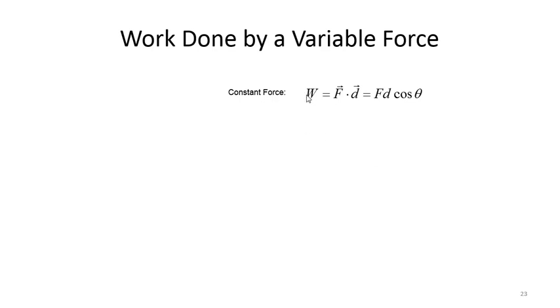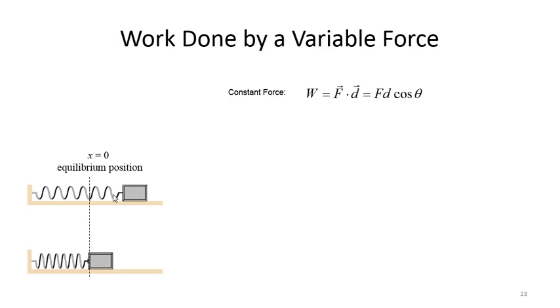So we have our formula that lets us calculate work for a force that remains constant. But let's consider what happens if our force does not remain constant. For example, let's say we have a mass attached to a spring. This position here is the equilibrium position. And I pull the spring out to here, and then I let go.